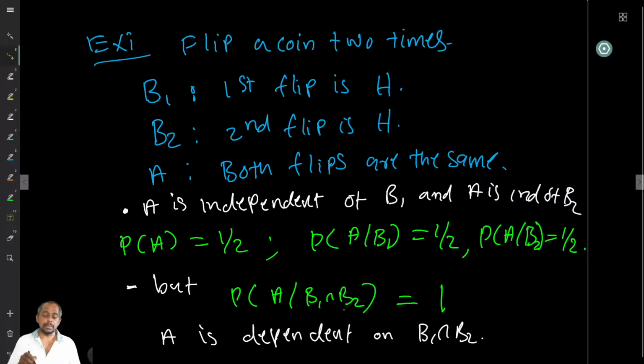Because B1 and B2 both happening means that both are heads. So therefore, A is already true: both flips are the same. So probability of A given B1 and B2 is equal to 1. Therefore, A is dependent on B1 and B2. So this says that we can have pairwise independence, but mutual independence may not be there. Mutual independence is much stronger than pairwise independence, so we often require events to be mutually independent.